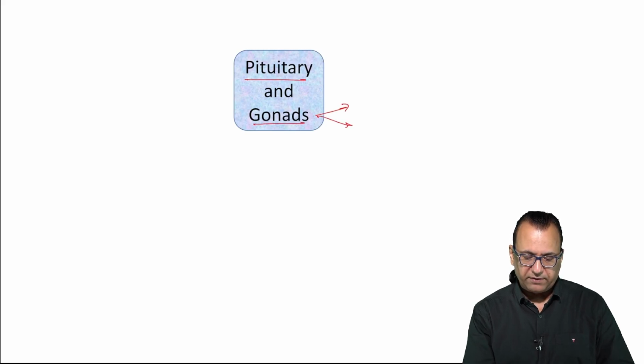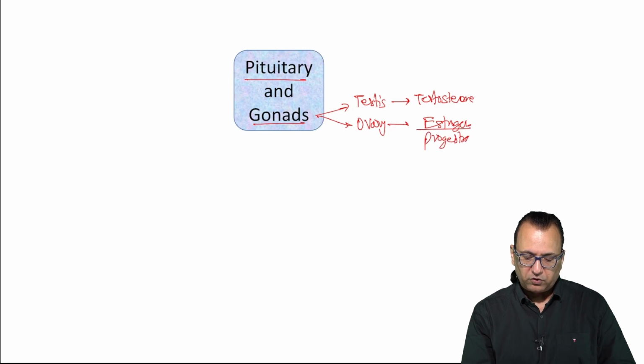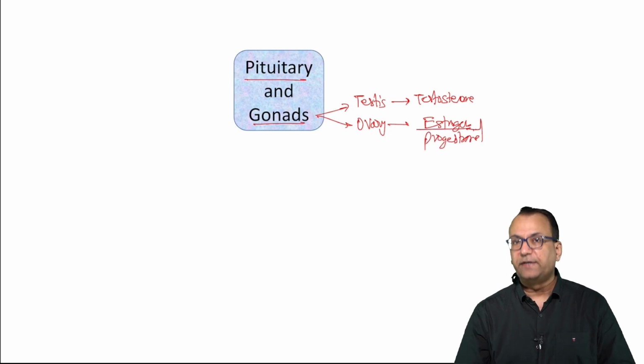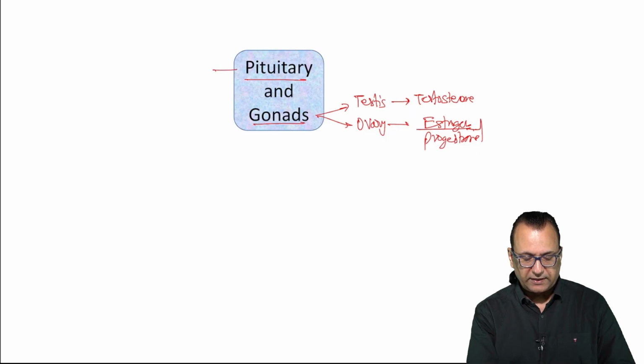Gonads basically means, if you talk about the male, the testis. If it is female, then it will be the ovary. In the testis, you will have hormones like testosterone, and if we are talking about the ovary, we will have hormones like estrogen and progesterone. But to give these hormones, you need the pituitary. The pituitary itself is under the hypothalamus.